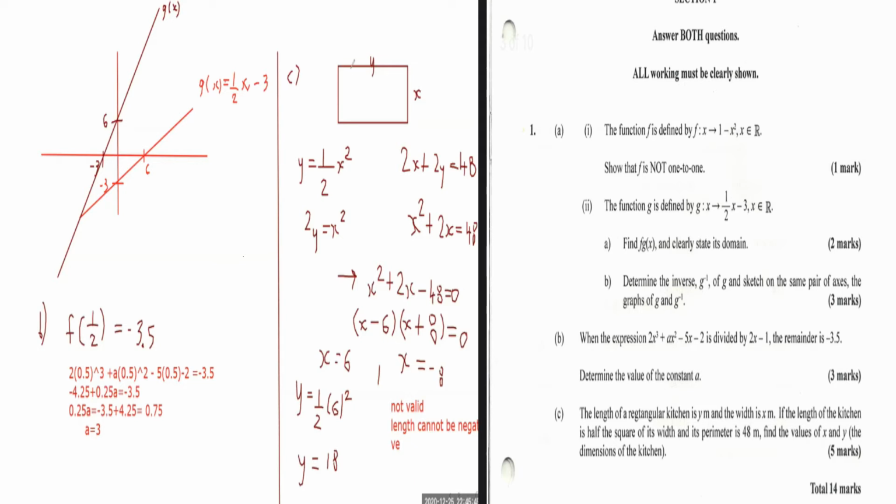So if you want to just give them a statement, when you finish, it's always good to give a mathematical statement. You can say the width of the kitchen is 6 meters and the length is 18 meters. It's always good to give mathematical statements. So the width of the kitchen is 6 and the length is 18. And that takes care of question 1. Nice and easy.